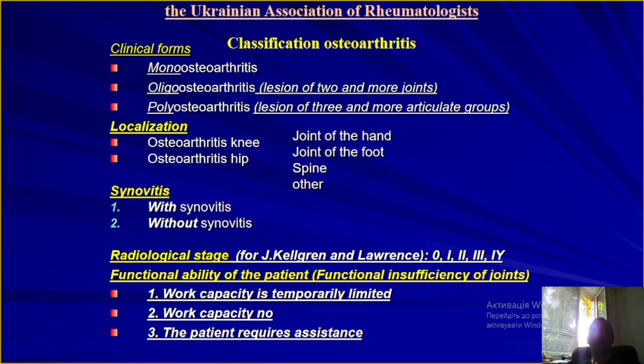Osteoarthritis can be localized by the type of joint. For example, osteoarthritis of the knees, of the hips, and so on. It can be accompanied by synovitis or not, and of course it must be evaluated by the Kellgren and Lawrence classification by grades.